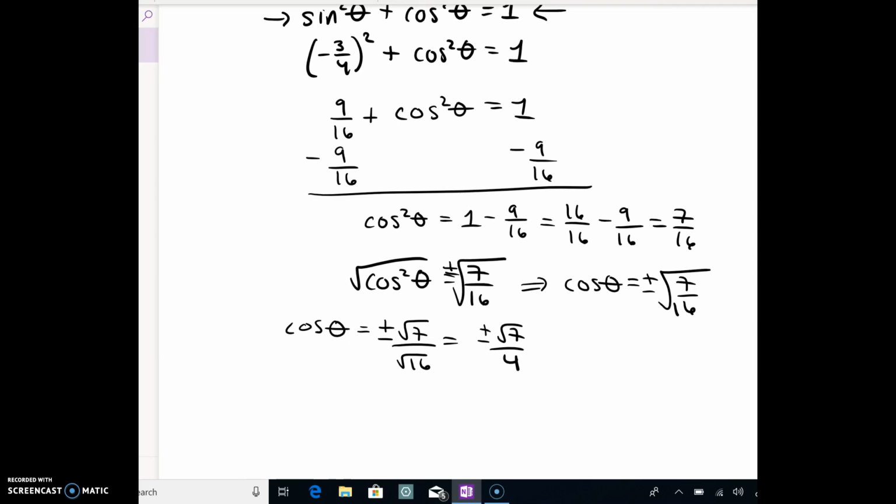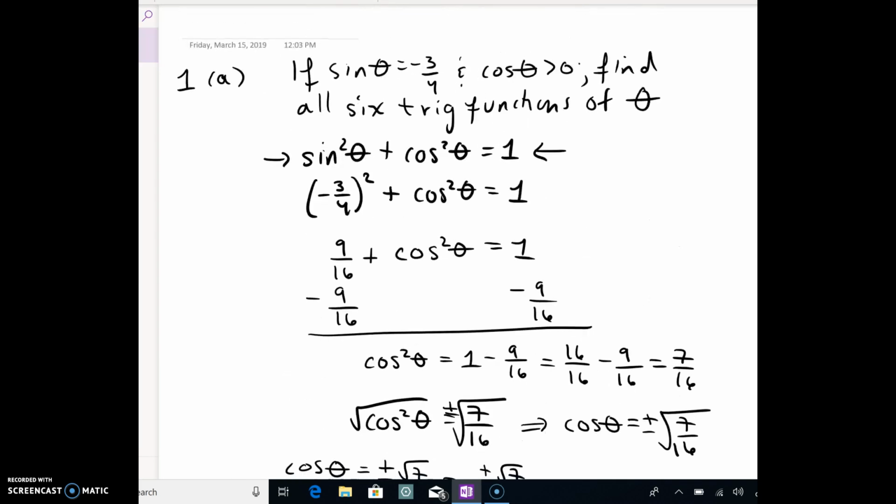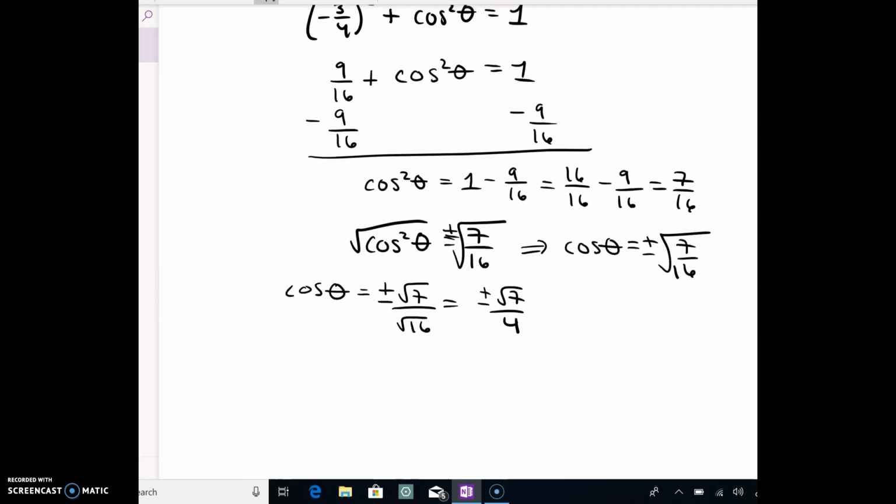All right, so we have two options here. We know that cosine of theta is equal to either positive square root of 7 over 4 or negative square root of 7 over 4. And there's a hint as to which one it is. If you take a look over here, this is telling us that the cosine of theta is positive. So knowing that the cosine of theta is positive, we get rid of that negative solution. And now we know that cosine of theta is equal to the square root of 7 over 4.